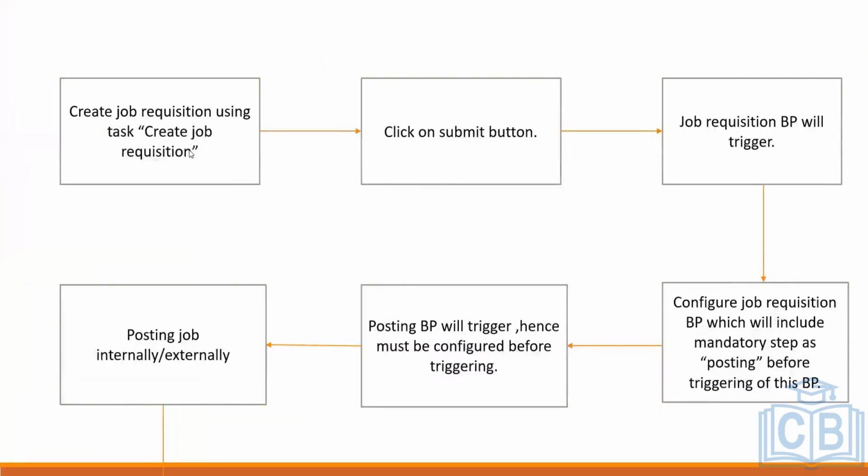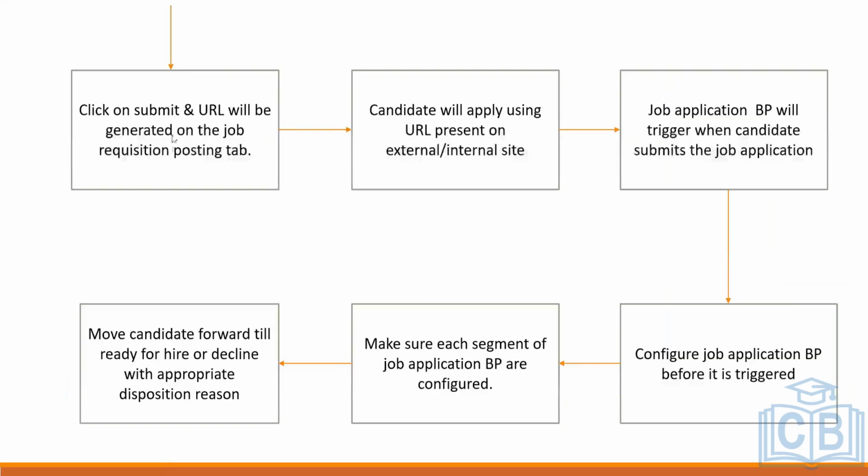It starts with the creation of a job requisition. On clicking the submit button, it will lead to triggering of the job requisition BP. We have to make sure the BPs are configured first in order to do the end-to-end testing. The requisition BP will definitely involve the step of posting, which again is a sub-process, and the posting should occur internally or externally. Then after posting it, a URL will be generated, and people can use that URL and post it on their Facebook or LinkedIn or whatever, saying that a job opening is there, please apply, for advertisement purposes.